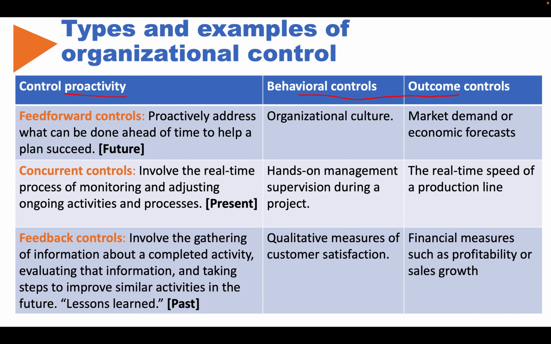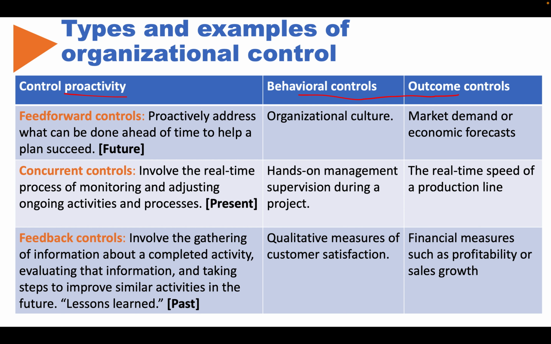The second one down is a concurrent control. This is present time. So concurrent controls are monitoring and adjusting ongoing activities in the moment. So this would be repairing the ship while it's actually sailing. These are not proactive controls, but they can prevent existing problems from becoming even worse. And because of this, concurrent controls are really thought of as real time controls, in the moment.